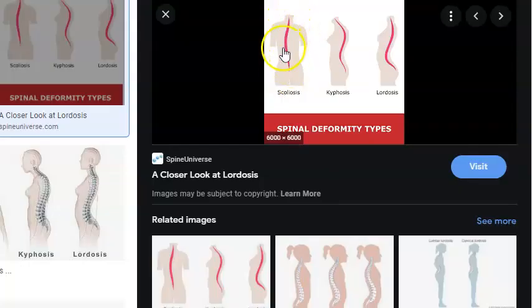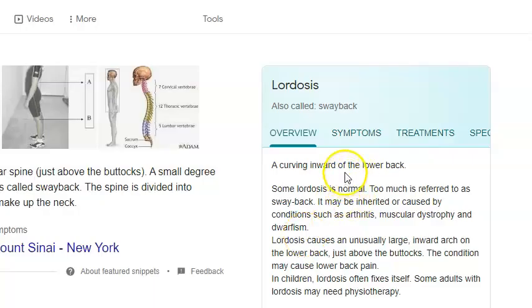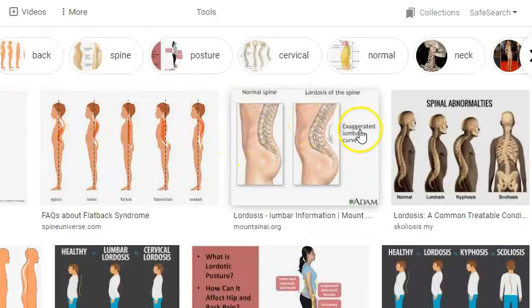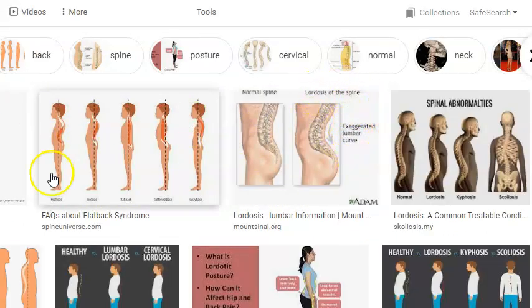Here you can see, guys, scoliosis is the lateral deviation, kyphosis is the forward deviation, and lordosis is what? There is excessive curving of the lumbar part. So they have written it here: exaggerated lumbar curve is lordosis. So all this you can check, the spine.